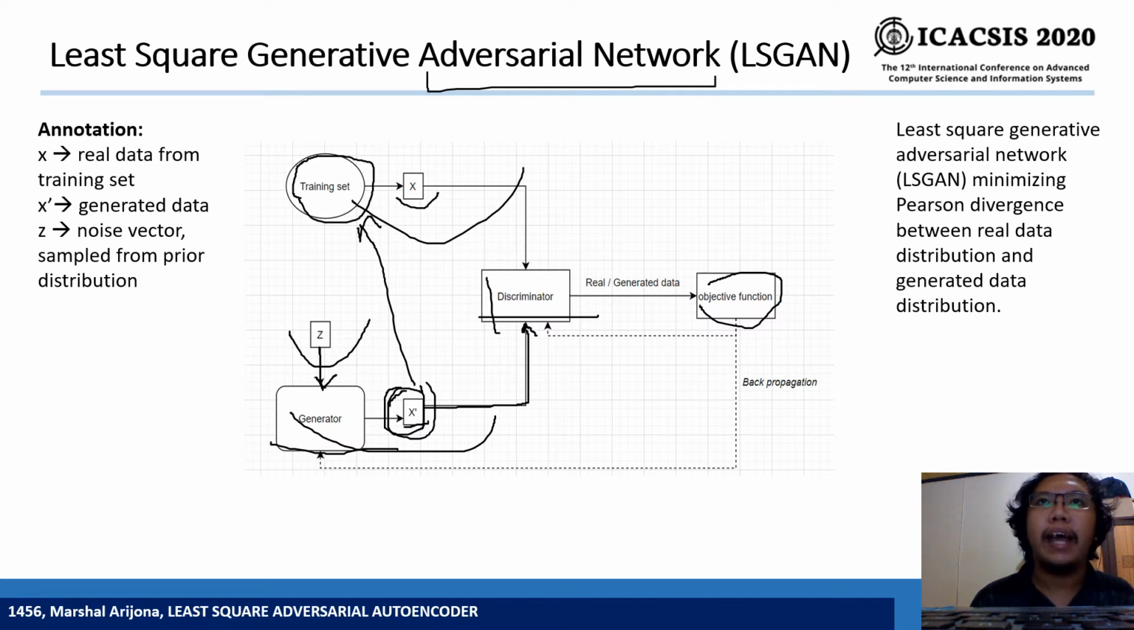The difference between LSGAN and the original GAN is in its loss function. LSGAN uses the least square loss function on its discriminator and on its generator. This loss function is often used by the linear regression method. Theoretically, by using the least square loss function on GAN, we try to minimize the Pearson divergence between the real data distribution and the generated data distribution.